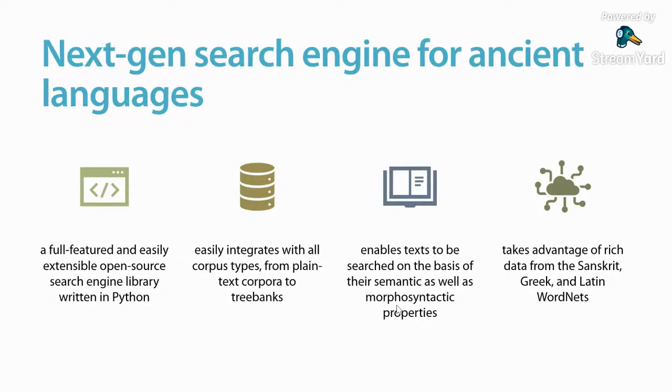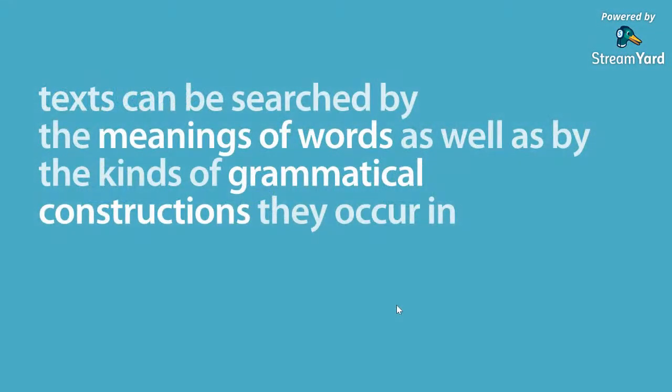More on that later. In fact, Cylleneus's query language is designed to take full advantage of the rich lexical and semantic information provided by the classical language word nets. Let me just emphasize this point very briefly. Cylleneus's search capabilities, in conjunction with the information provided by the word nets, Latin, Greek, and Sanskrit, permit that text can be searched by the meanings of words, as well as by the kinds of grammatical constructions they occur in. That is, it combines syntactic search capabilities with semantic search capabilities.